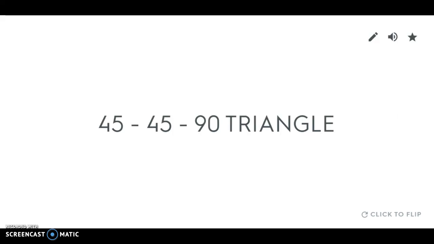All right, what we're working on today is we're going to learn about two special right triangles. And I will admit that the vocabulary is not really going to make sense until we see the problems, but I still ask that you write them down so that it helps you when we get to notes.